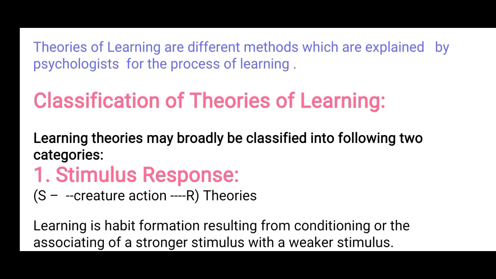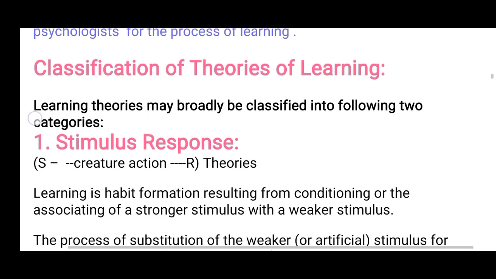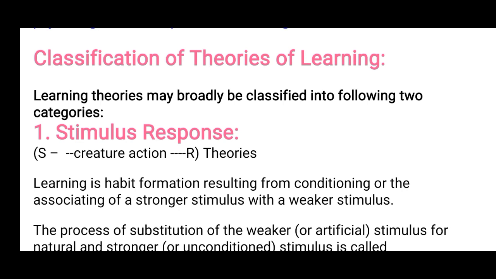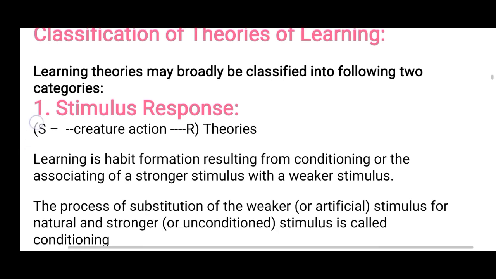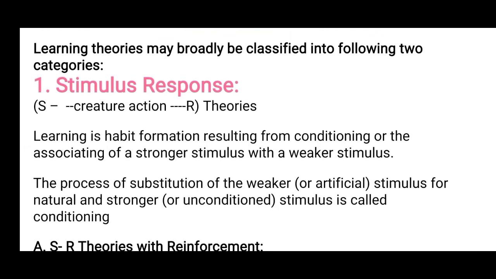In this category, psychologists hold that there is one stimulus, and responses follow according to that. So these are SR theories, and between S and R, stimulus and response, there is a creature's action. Learning is a habit formation resulting from the conditioning or associating of a stronger stimulus with a weaker stimulus. Means a stimulus is a certain type of reaction which is based on some habits or some qualities. If that quality is there, that type of behavior will be there.